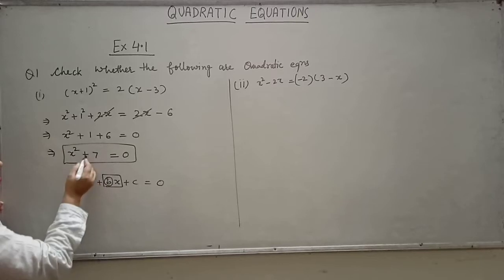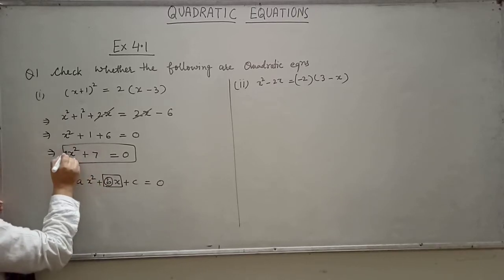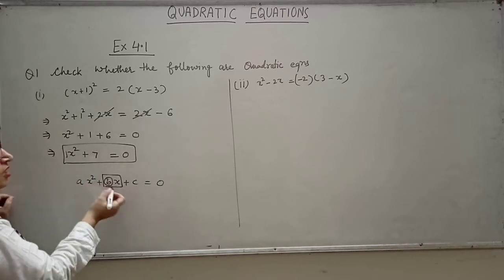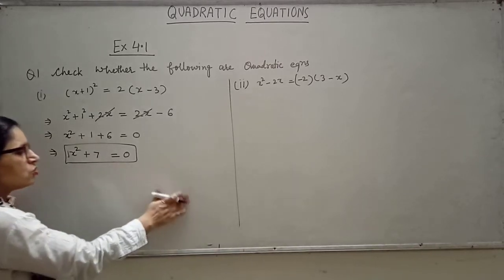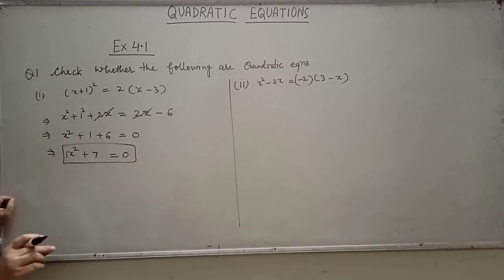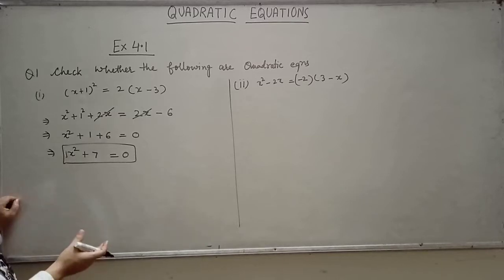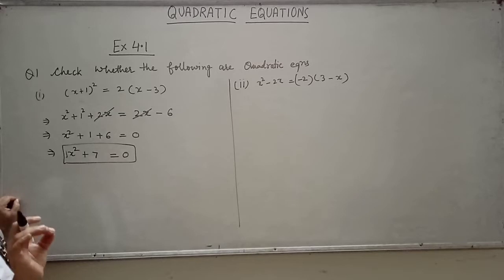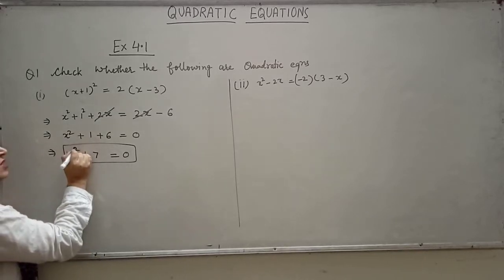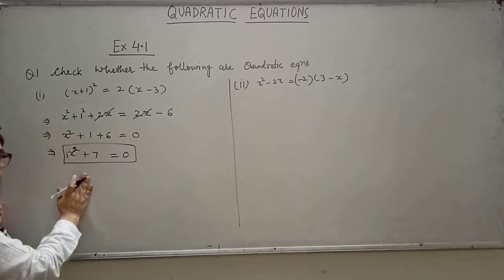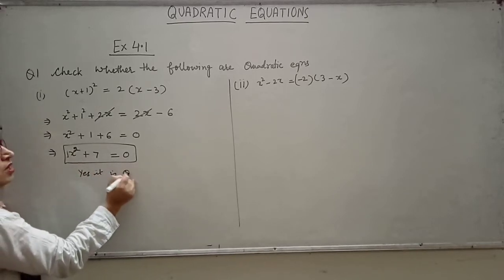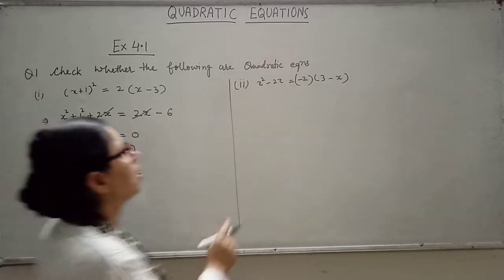The coefficient of x will be missing. You can see here the coefficient of x square is 1, the constant is 7, but the coefficient of x is missing. It means b is 0, so this is also a quadratic equation. Actually, here is how you can check whether the given form is a quadratic equation or not: you need to check only the degree. What is the degree? You can see here the maximum power is 2. So yes, this is a quadratic equation. Okay, now come to this one.